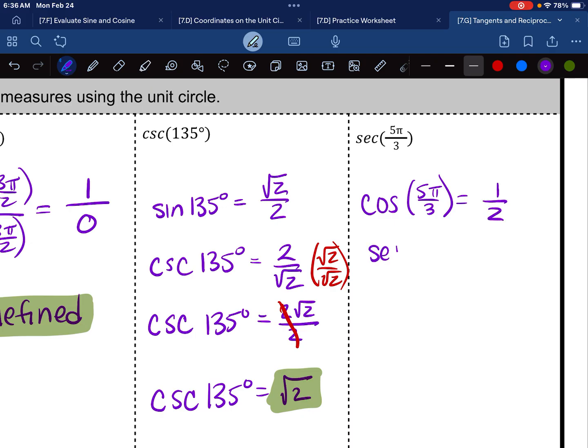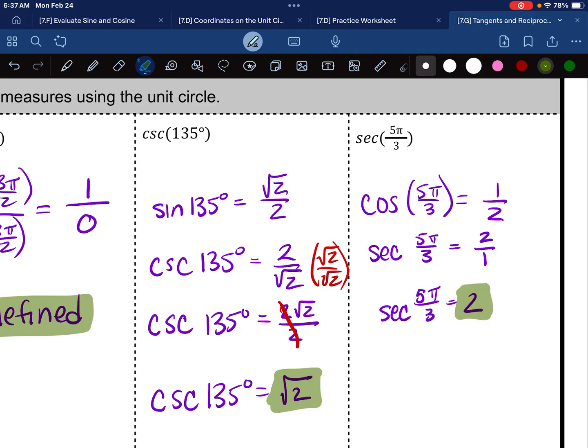So the secant then of 5 pi over 3 is the reciprocal of that, 2 over 1, which is just 2. You have to put it in that simplest form. You can't put it just over 1. That's a no-no.